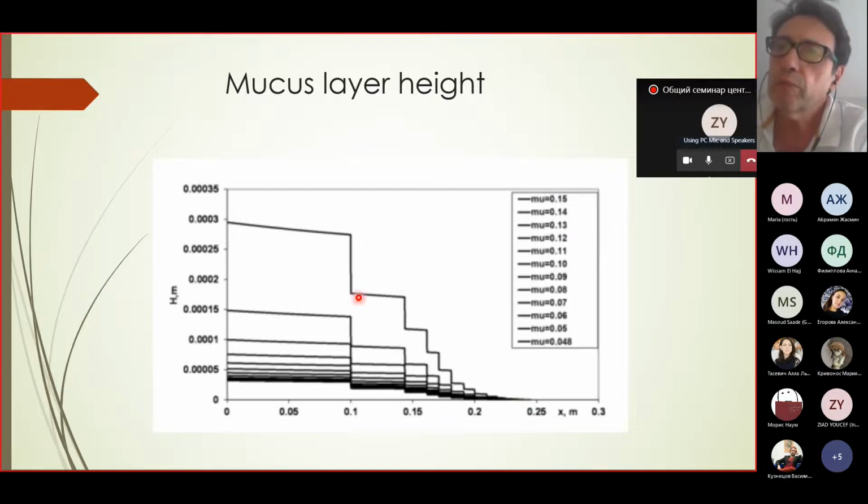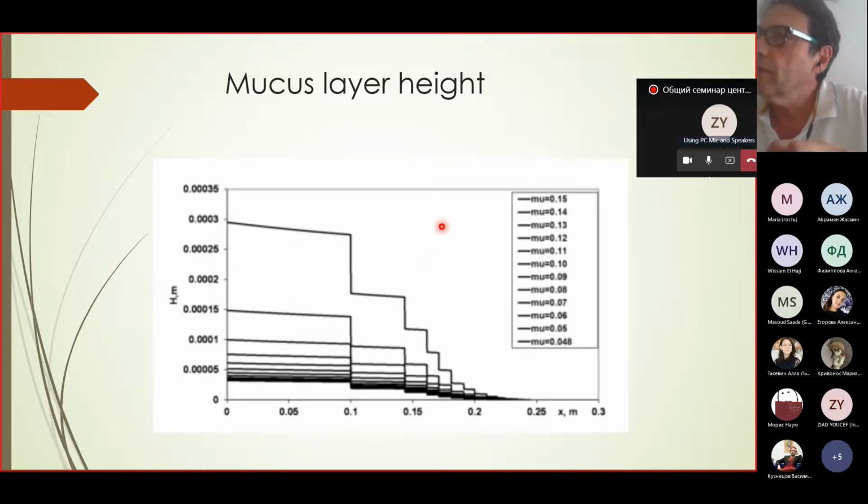Because each step corresponds to one generation of airways. For example, if you take the first one and the second one, I told you in the beginning that there are more and more of these airways in each next generation. So mucus moves here from the right to the left. When it goes from the second generation to the first generation, the width of the layer becomes smaller, so H increases. Hopefully it is clear, since I don't see anybody.